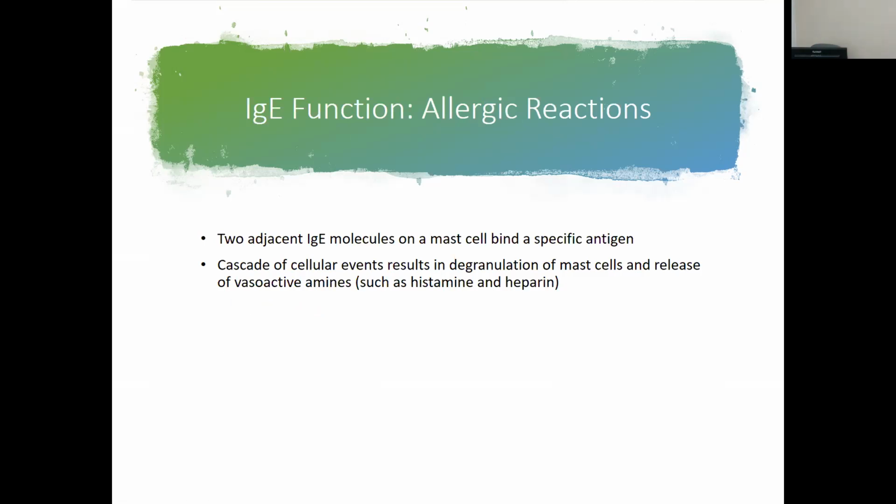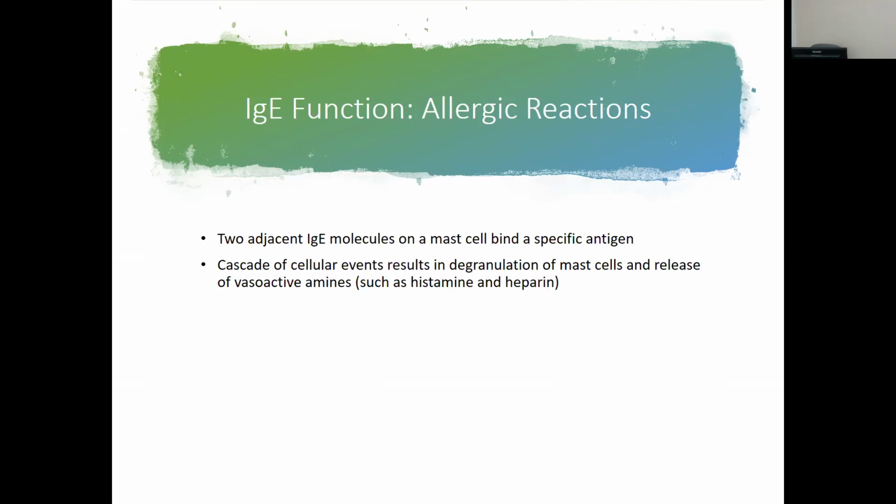Two adjacent IgE molecules on a mast cell bind to the specific antigen, and then that starts the cascade of the allergic reaction, which is the cellular events and degranulation of mast cells and release of vasoactive amines such as histamine and heparin. Okay? When we have allergic reactions, you take what? Antihistamine, right? Benadryl. We're trying to, this has already happened, right? We're having an allergic reaction.